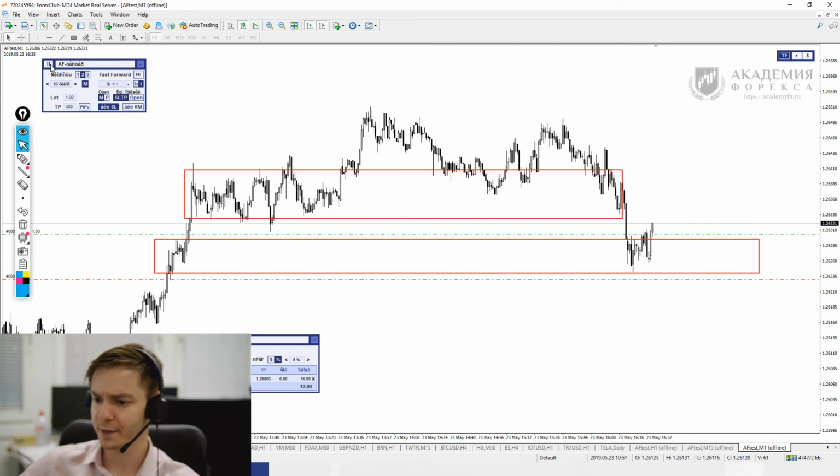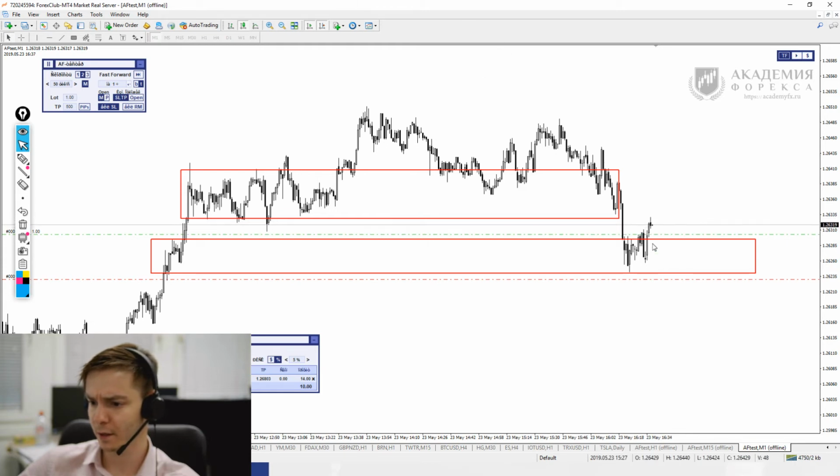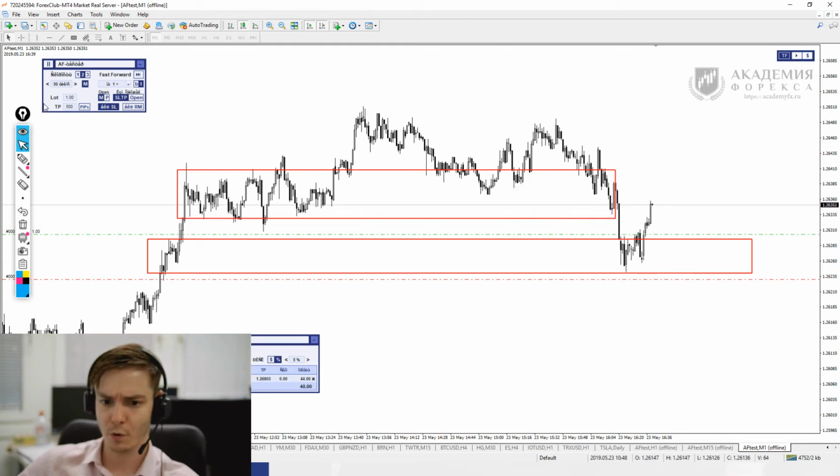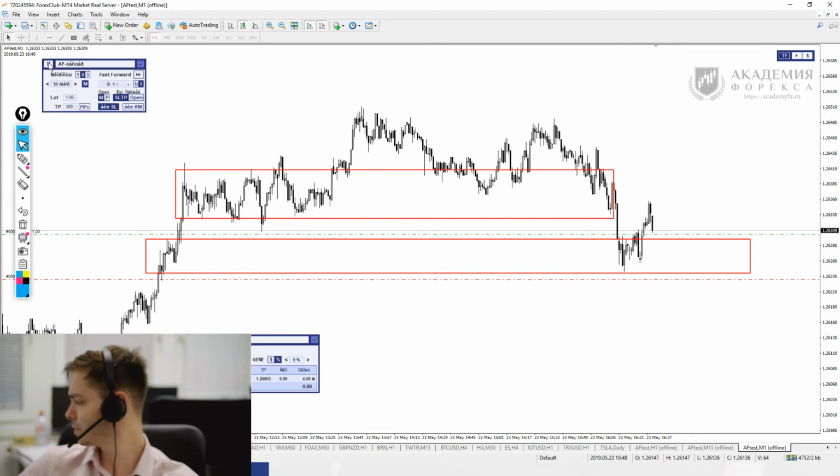Market is going against, but we have this nice engulfing candle, kind of. So market looks very good.